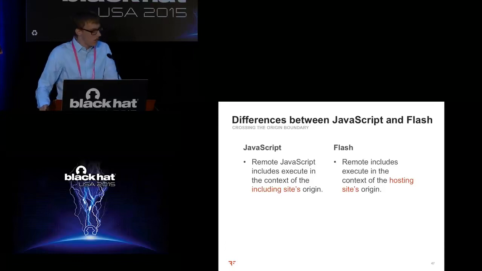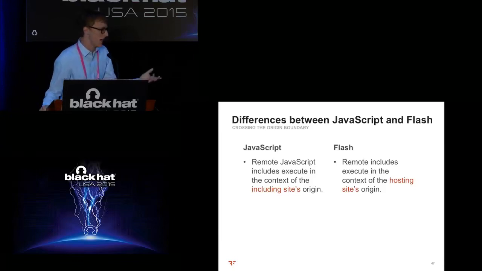So the differences between JavaScript and Flash are actually pretty much the opposite in the way that they execute. When you have, for example, an external script tag on your page, and you source a piece of JavaScript from a third-party domain, when that JavaScript runs on your page, it executes in the context of that page, not the site that hosts the JavaScript, but the domain that loaded it. And Flash completely turns this on its head.